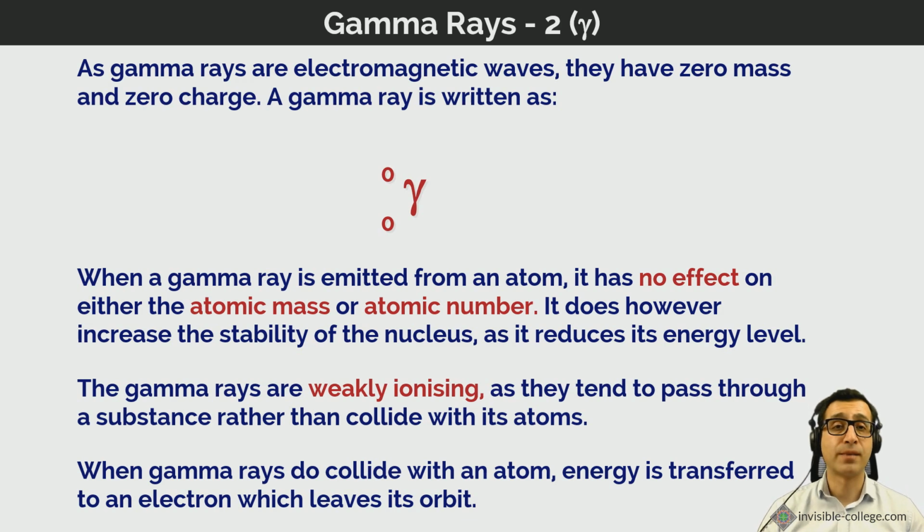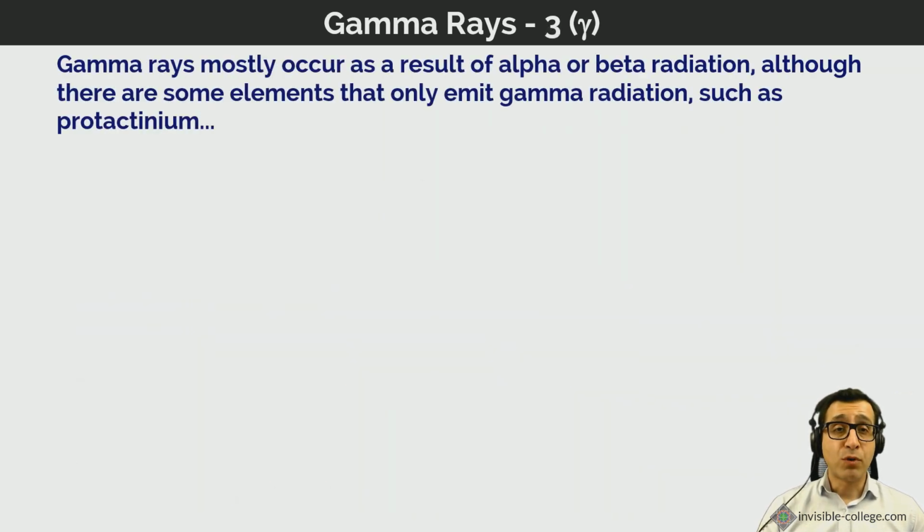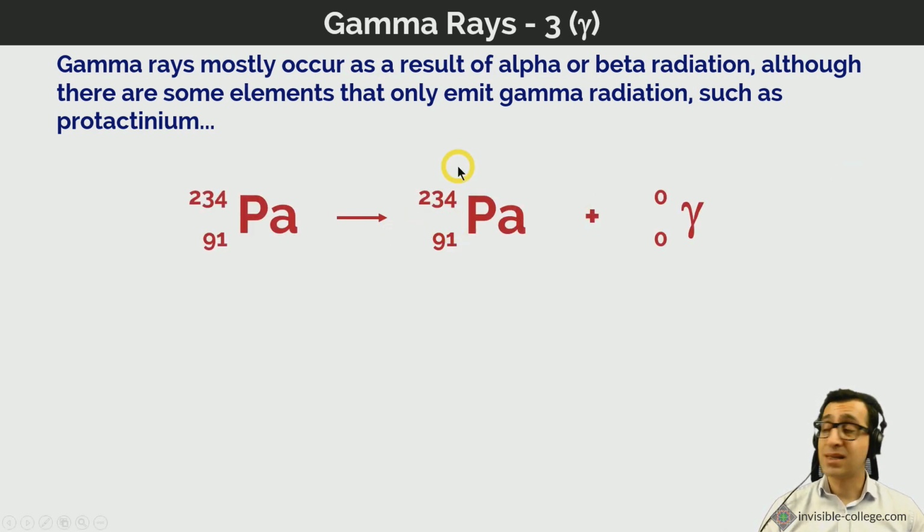They are more penetrating. So gamma rays mostly occur as a result of alpha or beta radiation, although there are some elements that only emit gamma radiation, such as protactinium. So protactinium can give off gamma rays, and in so doing it stays as protactinium nuclei because the nuclei don't change their mass number or their atomic number. Gamma rays don't carry mass and they don't have a charge.